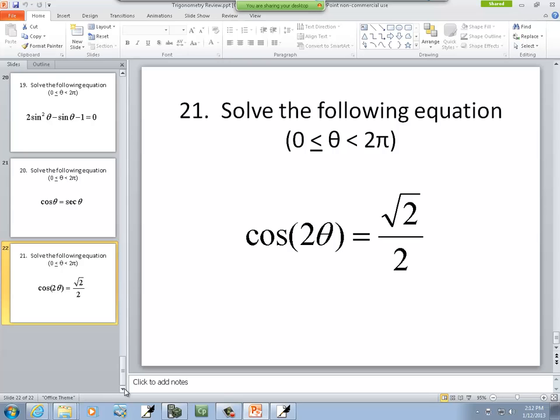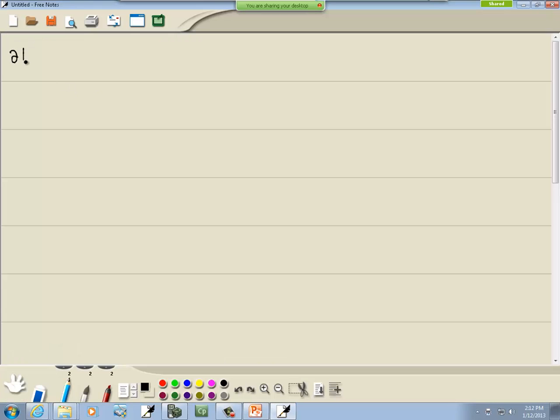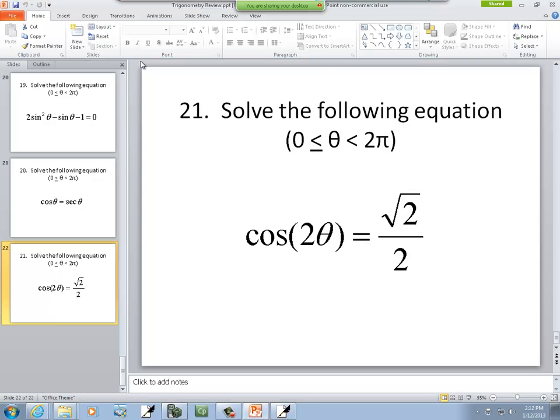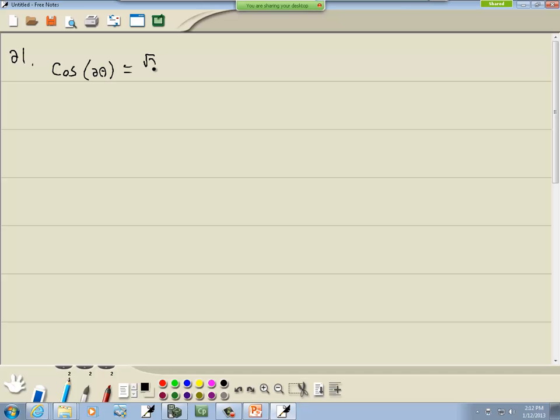Let's take a look at this one. You run across a few of these in Calc 1, and students have trouble with them. Okay, so we got cosine 2 theta is equal to square root of 2 over 2. Now, you can use your identities to rewrite this. This is a double angle, but there's a lot easier way, and sometimes you can't even do that. What we're going to do is we're going to look where cosine is equal to square root of 2 over 2.